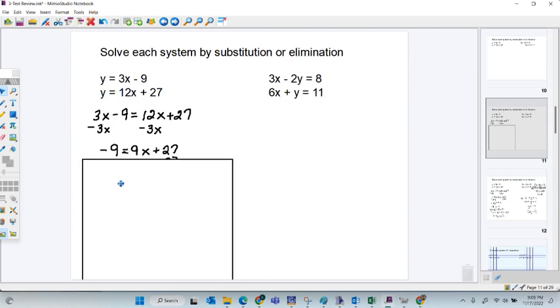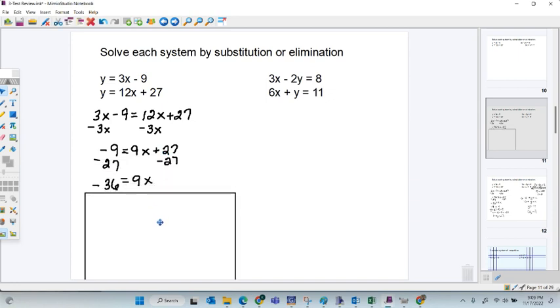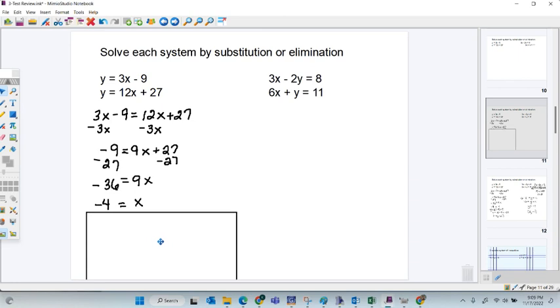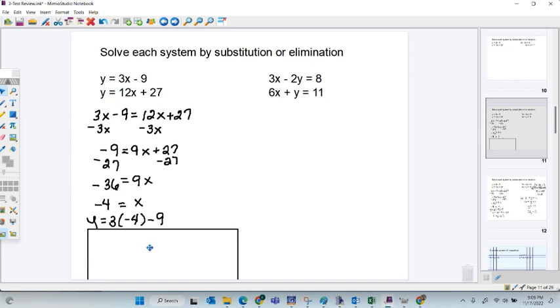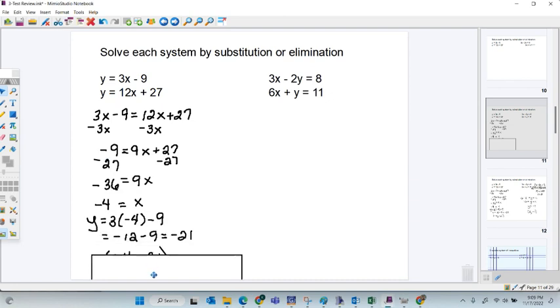Taking away your 3x, taking away your 27, dividing by 9, getting negative 4. Plug the negative 4 into whichever one you want. Simplify. You get an ordered pair. You get x equals negative 4, negative 21.